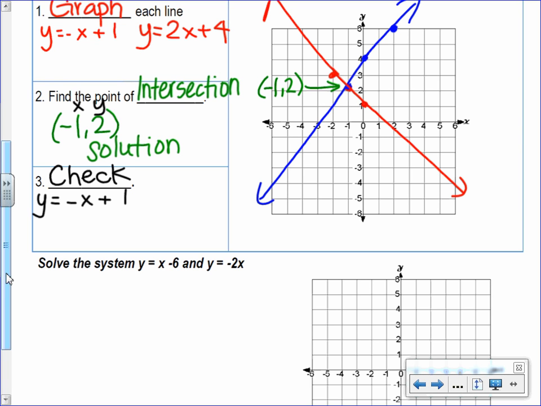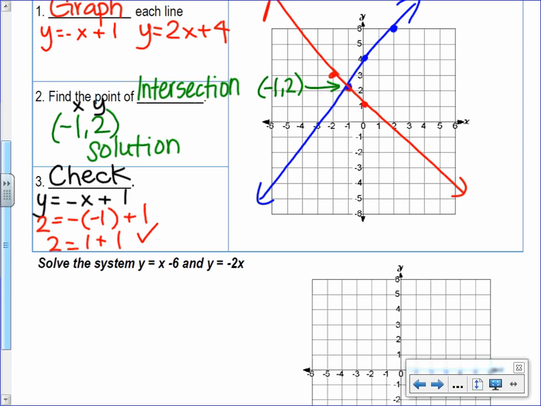So, Harrison, what is my y value? What do I claim my y value is? That's a solution. 2. So instead of y, I'm going to put a 2. 2 equals negative, x is negative 1, plus 1. Everybody with me so far? Yes, ma'am. Wouldn't that be a positive 1? Yep, because those 2 negatives make a positive. So 2 equals 1 plus 1. Does 1 plus 1 equal 2? Yes. So that's a check. If it didn't work, I would know it's not a solution.